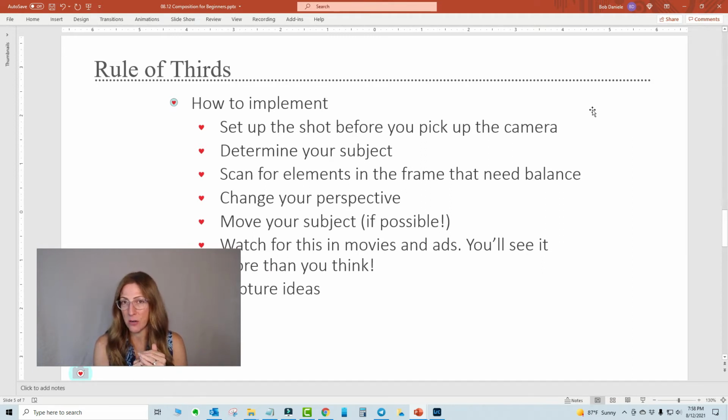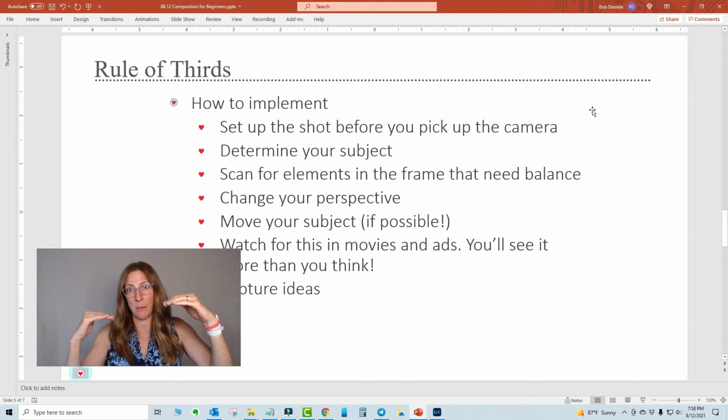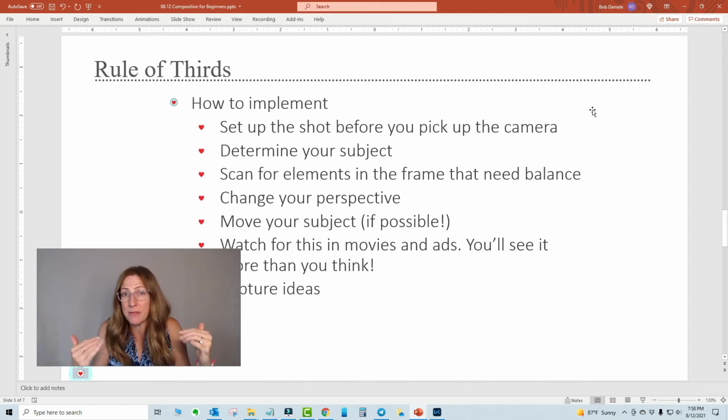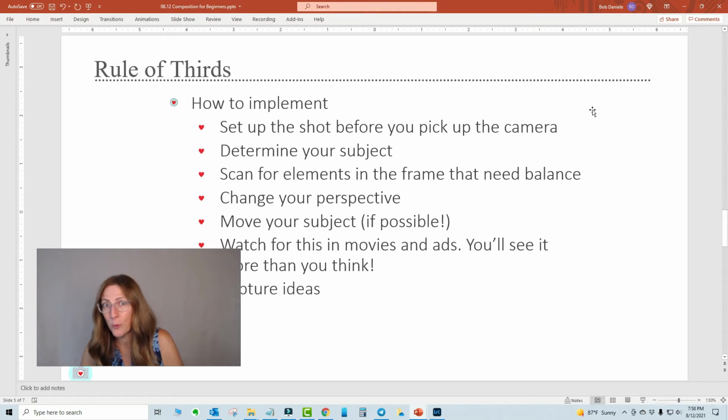Now, if you're having trouble figuring that out, what you can do is change your perspective. And what I mean by that is you can move up, you can move down. That is just standing up on your tippy toes, getting on top of something, a chair, a counter, a step stool, or getting down low, getting down on the floor, on the ground. So you're changing your perspective.